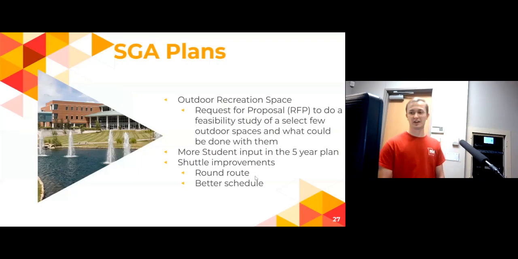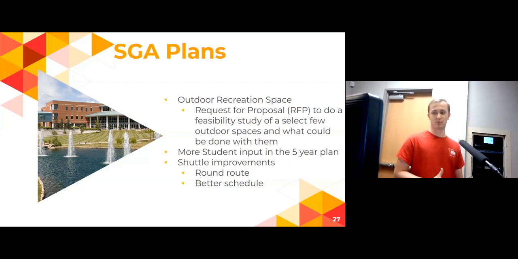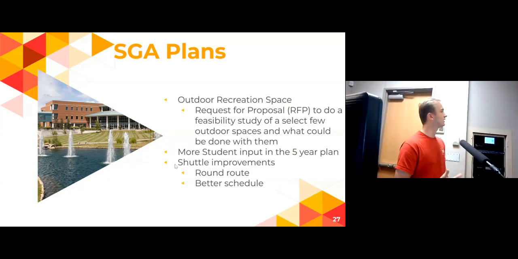All right, we're going to go over SGA plans. One of the things we want is outdoor recreation spaces, or I guess the executive board is really for this. We talked with the rec center about whether that is possible, where there are spaces. We want to have a request for proposal to do a feasibility study of a select few outdoor spaces and what could be done with them and what kind of outdoor recreation spaces could be added to the campus.